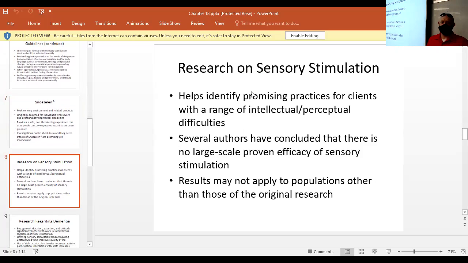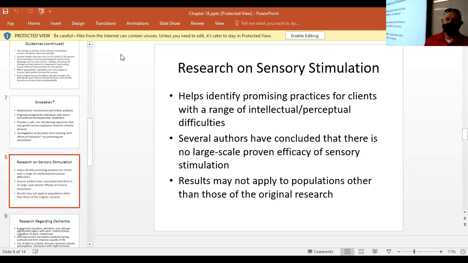So there's some research on sensory stimulation, and what it is for, it helps identify promising practices for clients with a range of intellectual and perceptual difficulties. That's something that we have to realize too, is that it may not necessarily be a case of intellectual issues. Sometimes it's perceptual. It's like I said in another class, you see two people whispering over there. A lot of us perceive they're over there talking about me. Our perceptions sometimes are not what things are really happening. So we got to remember that. A lot of our individuals may just have more trouble with perceptual difficulties than they do with the intellectual side.